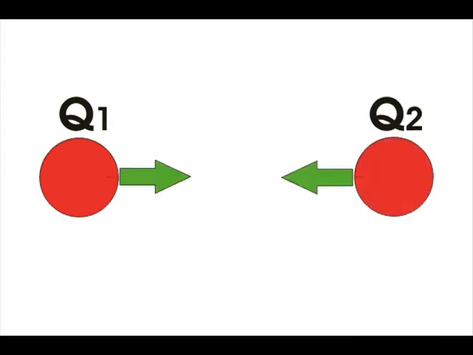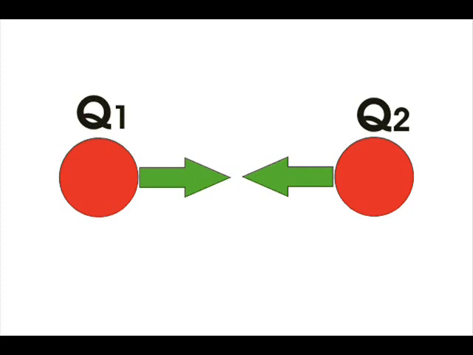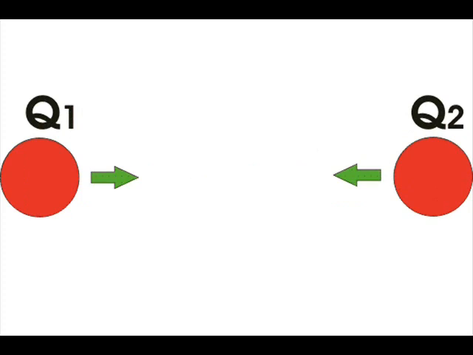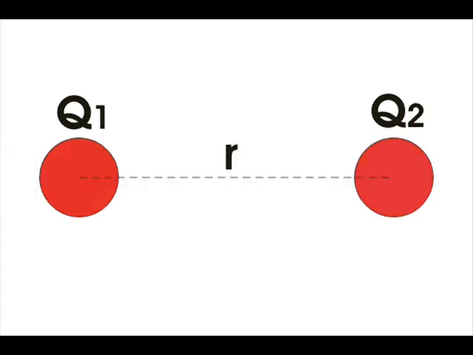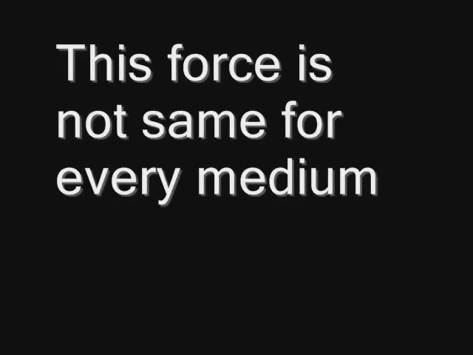Now, by keeping their charges fixed at Q1 and Q2, if we bring the charged bodies nearer to each other, the force between them increases. And if we take them away from each other, the force between them decreases. If the distance between their centers is r, it can be proved that the force acting on them is inversely proportional to r square. It is also obvious that this force is not the same for every medium.